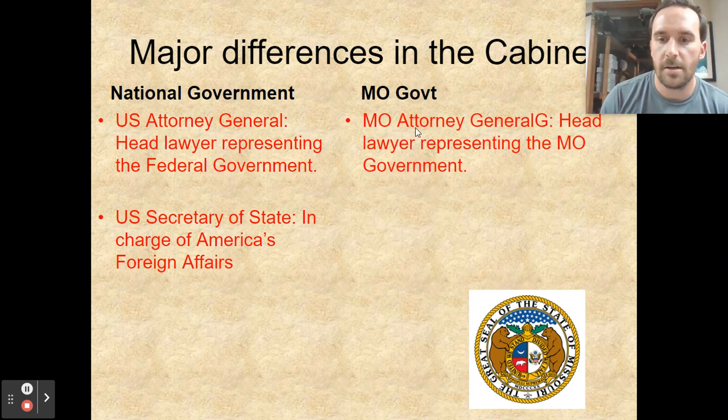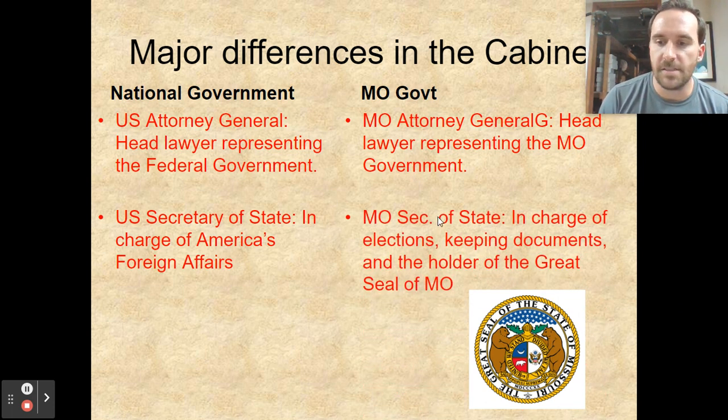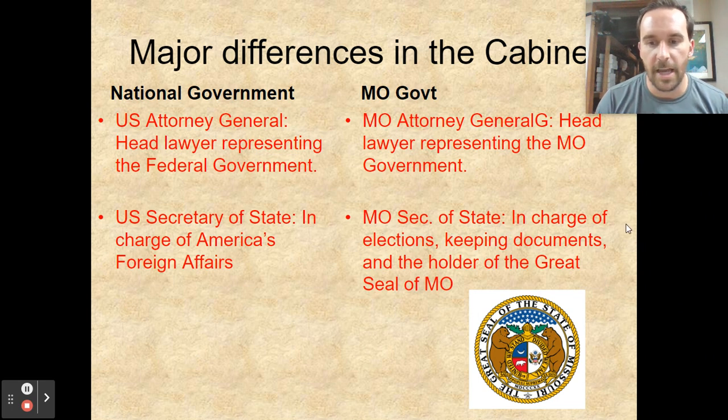In Missouri, our Attorney General is the head lawyer that only represents Missouri, and the Secretary of State's job is much different. They're in charge of elections for the most part. That's their biggest, most important job, but they also keep documents, and they're the holder of the seal of Missouri. So they sign important official day-to-day stuff.